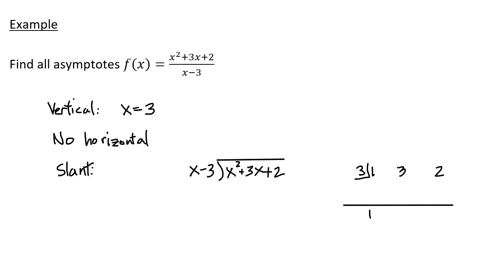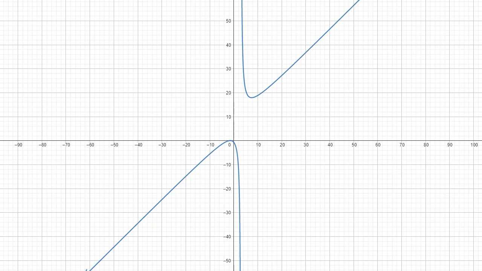So bring down the 1. 1 times 3 is 3. 3 plus 3 is 6. This is 18. 20, so it doesn't go in perfectly, but it does not matter because this is x plus 6 here. So my slant asymptote is y equals x plus 6. I don't consider the remainder when I look at the slant asymptote. So here's the graph of my function f of x, and here's the slant asymptote.